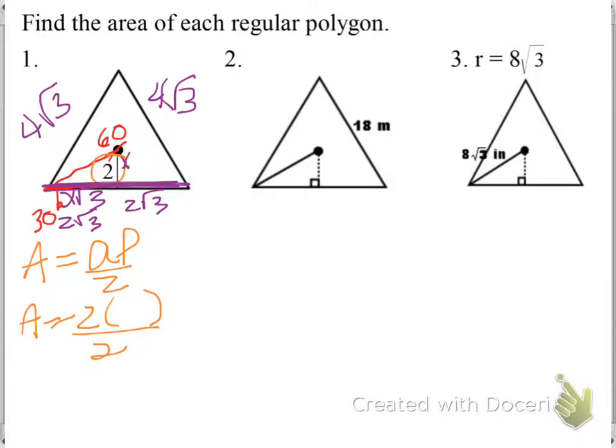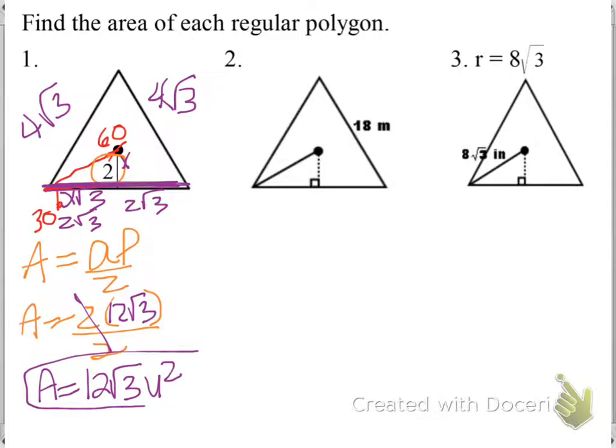So if you get the perimeter, so 4 root 3, 4 root 3, and 4 root 3, that would be 12 root 3. Okay, and this one's really easy because those 2's can just cancel out. And so our area here is 12 root 3 units squared. There we go. Hopefully that wasn't too much of a jumble. If it was, we've got 2 more like it coming up.